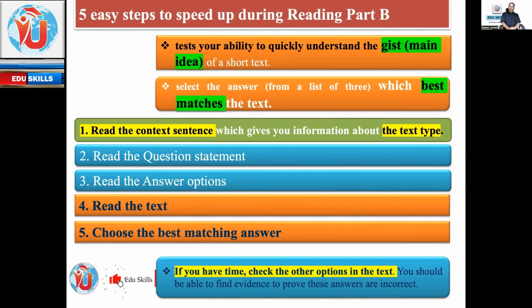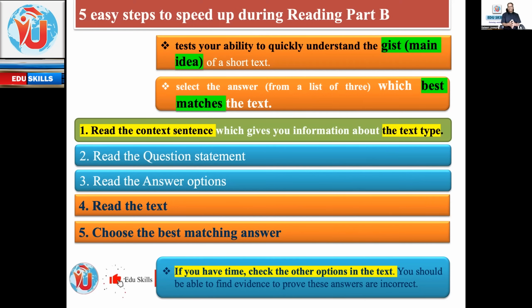The first step is to read the context sentence, which gives you information about the text type. Read the context sentence or the title given there, which tells you about the context, which gives you an idea about the text type. As you know, there are different text types, which I'm not explaining here. You can watch it in other videos. Number 2 is read the question statement to identify the segment, the hedging words, the keywords. Read the answer options, again to know the keywords of each option. Read the text. And the 5th step is choose the best matching answer. So these are the 5 steps in Reading Part B.